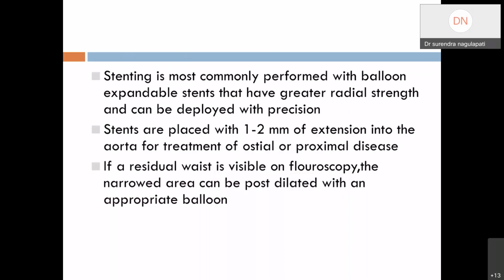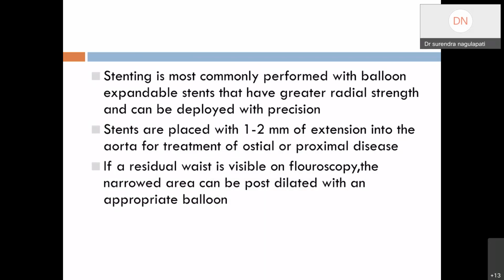Stenting is most commonly performed with balloon-expandable stents because they have greater radial strength and can be deployed with precision at the ostia. The stents are usually placed with 1 to 2 mm of extension into the aorta for treatment of ostial or proximal disease. If a residual waist is visible on fluoroscopy, the narrowed area can be post-dilated with an appropriate balloon size.